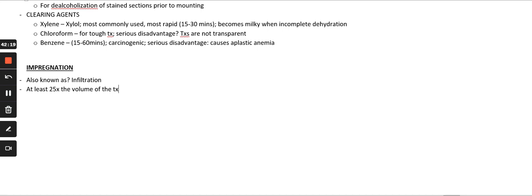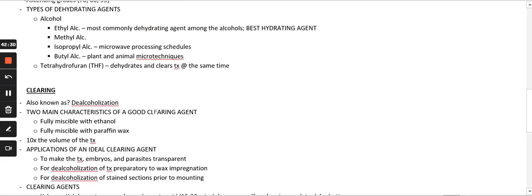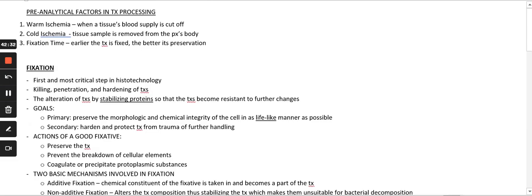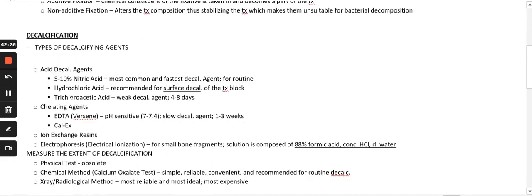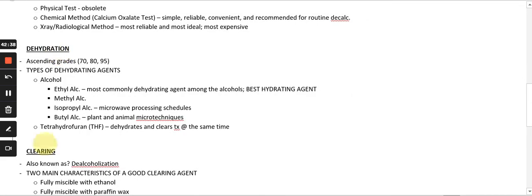Yeah, basically that's all for today. So I hope you've learned something, you relearned something from the past. Okay, so again, atong mga topics na na-covered karon, we have your pre-analytical factors, fixation, decalcification, we have dehydration, clearing, and then impregnation.